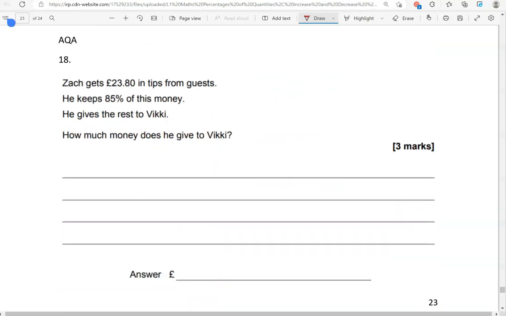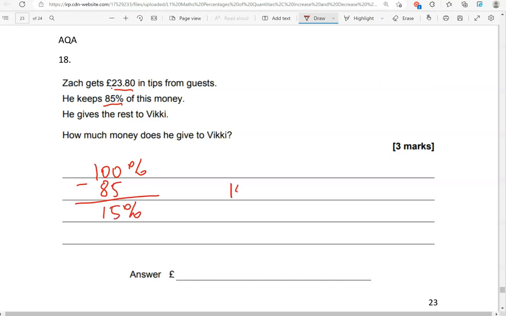Zach gets £23.80 in tips from guests. He keeps 85% of this money. He gives the rest to Vicky. How much money does he give to Vicky? £23.80 is the total amount, or the 100% amount. If he keeps 85%, then he must give to Vicky 15%.